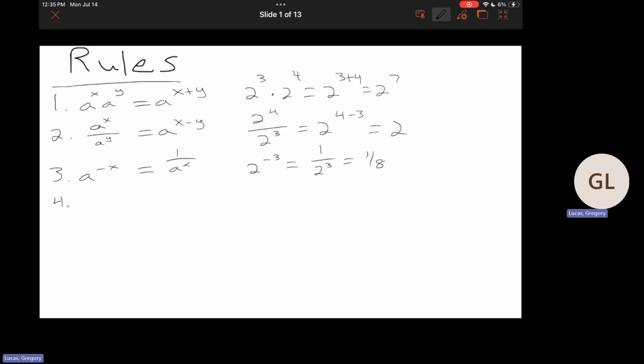Let's say I have a power raised to a power. So let's say I have a to the x raised to the y power. A power raised to a power, we're allowed to multiply those powers. So 2 squared to the third is the same thing as 2 to the 2 times 3, which would be 2 to the sixth. So power to a power, we multiply.